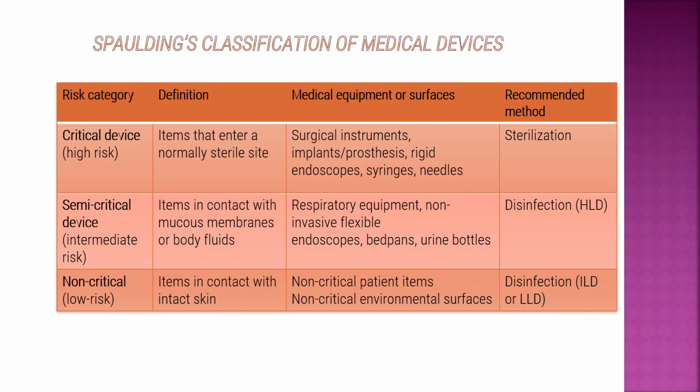Semi-critical devices are in contact with the mucous membrane or body fluids, but they do not enter. So they are respiratory equipment, non-invasive flexible endoscopes, bed pans, urine bottles. So the recommended method is disinfection, that is high level disinfectants. Non-critical or low risk devices are in contact with intact skin, so non-critical patient items like environmental surfaces. So the recommended method is disinfection, that is intermediate level or low level disinfection.